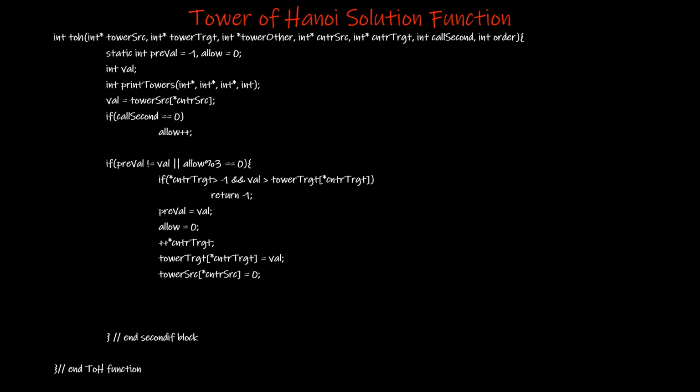We then set the value of the current position indicated by counter source in the source tower to 0. That means we have now removed that disk from the source tower, and we decrement the counter source value, right? And then we call a print tower function, in which we pass the source tower as the first argument, target tower second argument, and the third tower the third argument, in order to specify the printing arrangement.